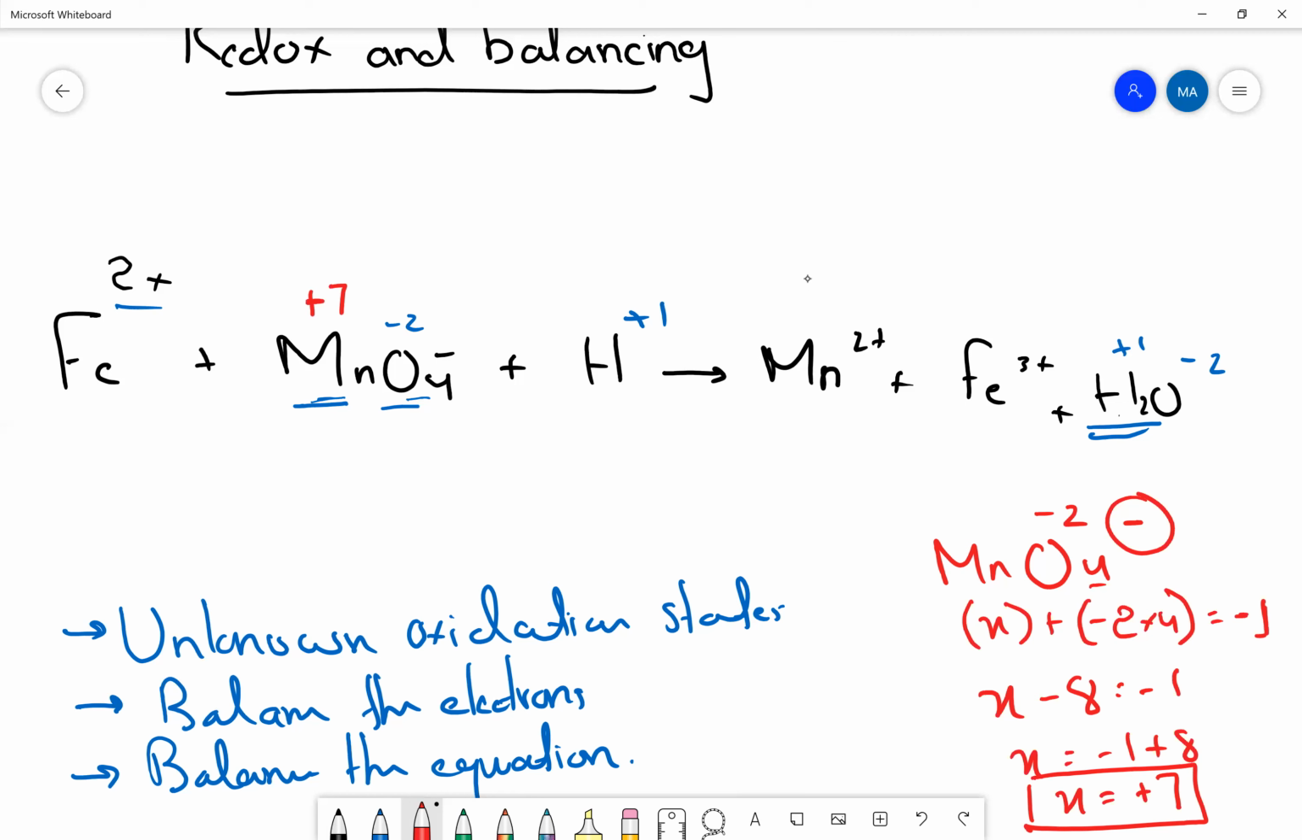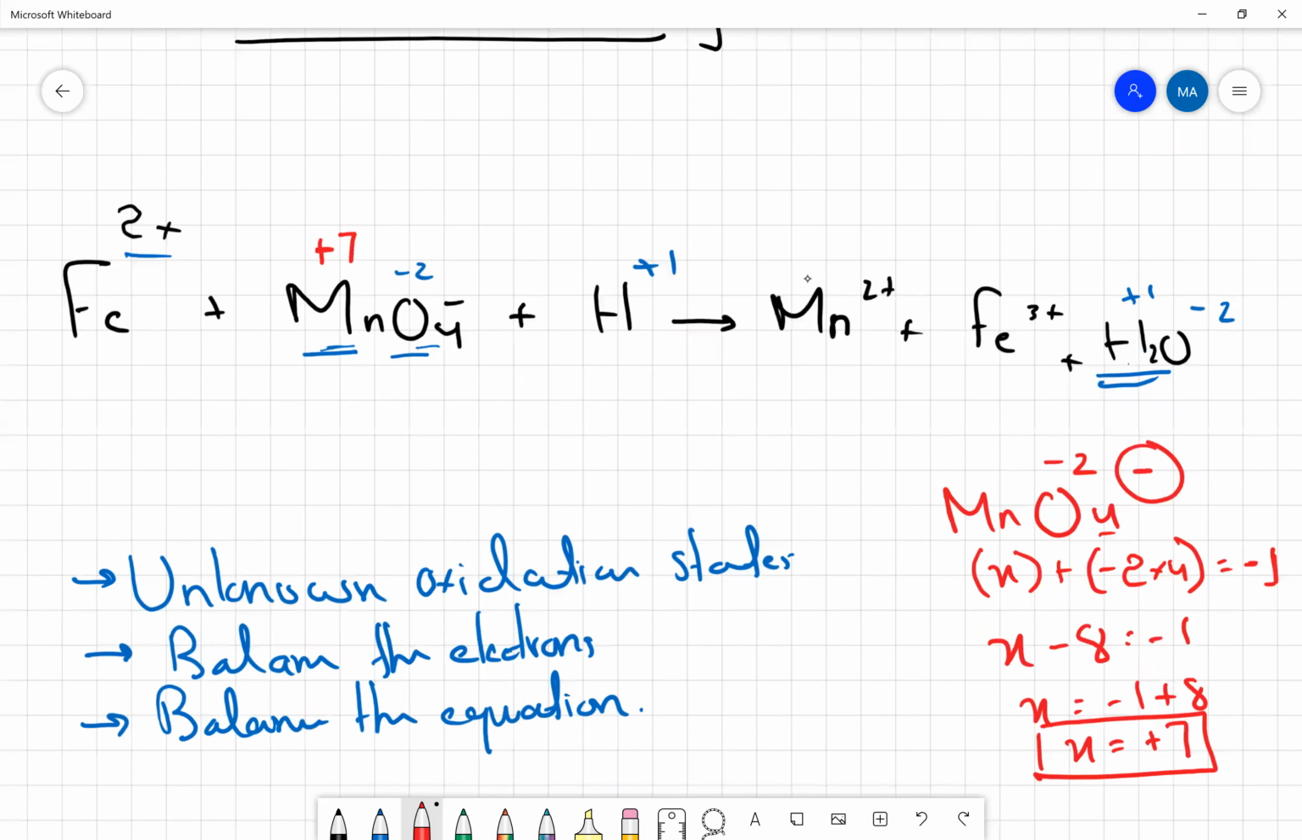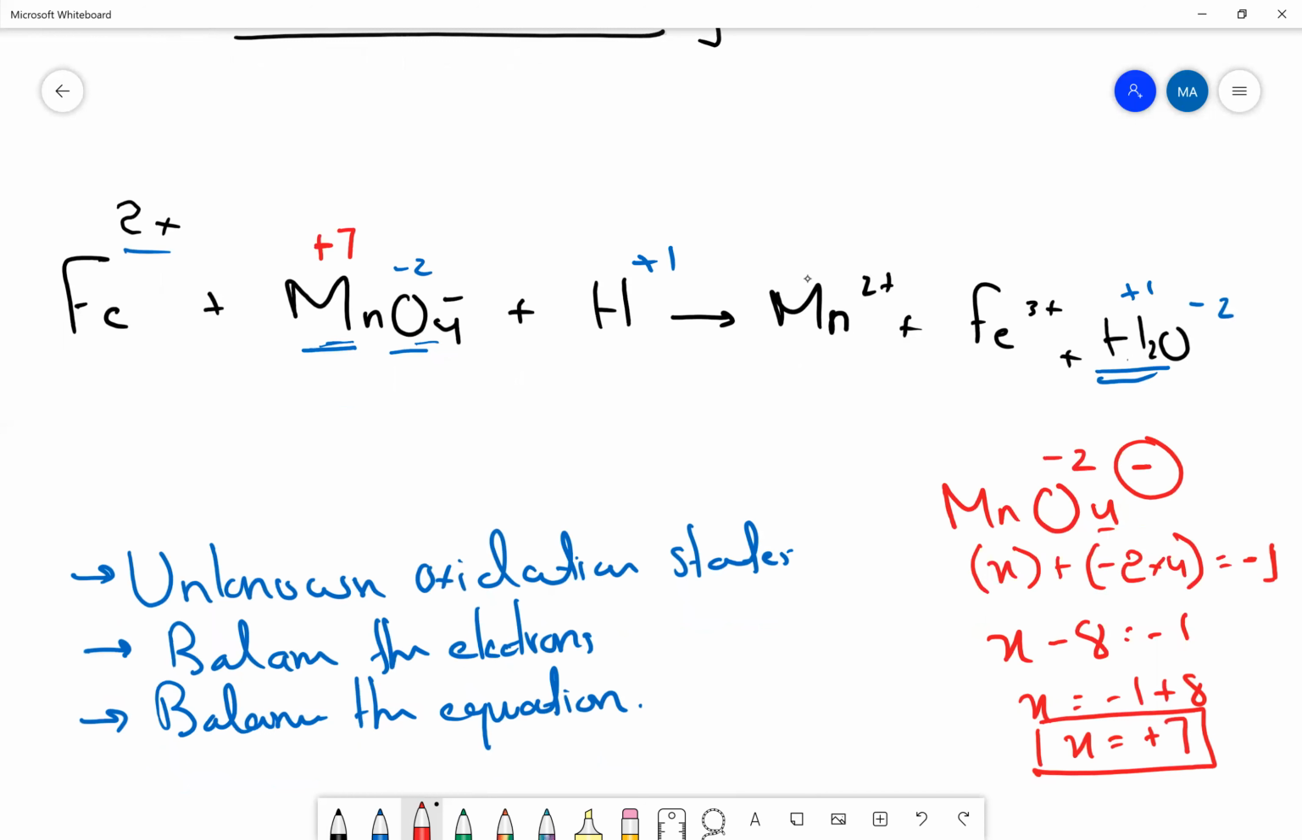Are you clear with this? So you're supposed to just use the electron numbers to figure out the unknown oxidation states. That's it. This is the first step. Once you're done with that, you're given all the oxidation states now. Every ion in the equation has its oxidation state given.